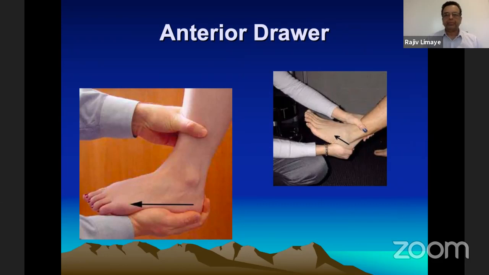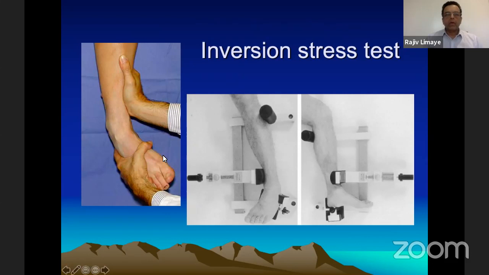Moving on, the inversion stress test is done as follows. When inversion stress is given to the foot, and if there is increased opening on the lateral side, then this is a positive inversion stress test. We have to compare this with the opposite side, because sometimes if patients have hyperlaxity syndrome, then you may get false positive tests. Hence, at times, and this is important from the examination perspective, one has to do the modified Beighton scoring. The modified Beighton scoring says that if there are 7 points out of 9, then it becomes significant for hyperlaxity syndrome.